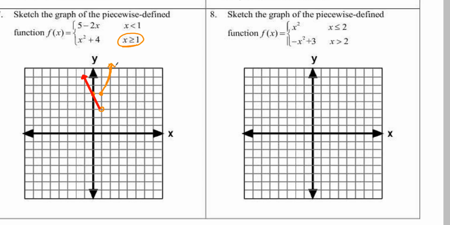Alright, number 8, sketch this graph. Again, we have a quadratic. This is a standard quadratic, standard width, no shifts, and it exists from positive 2 backwards. So we have a point at 0, 0, 1, 1, 2, 4, and all of their reflections.